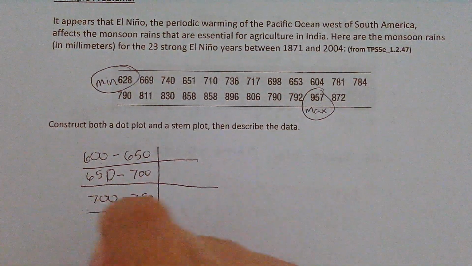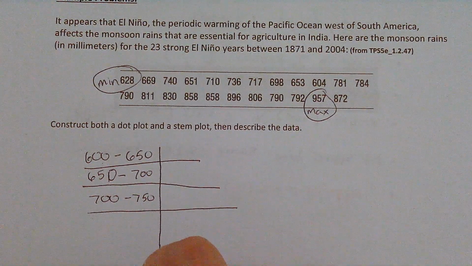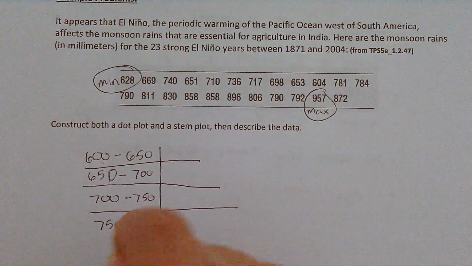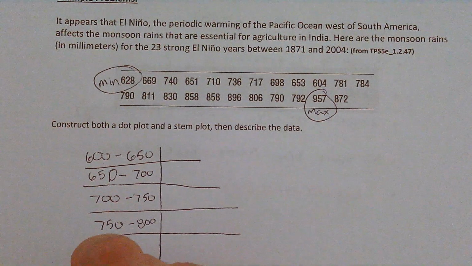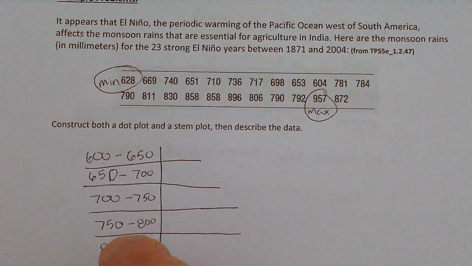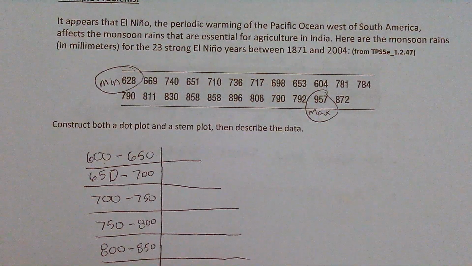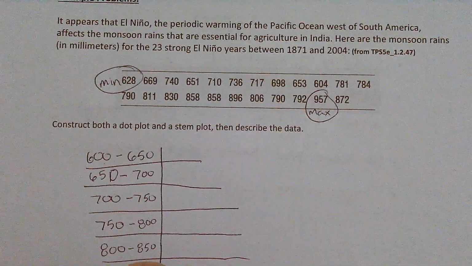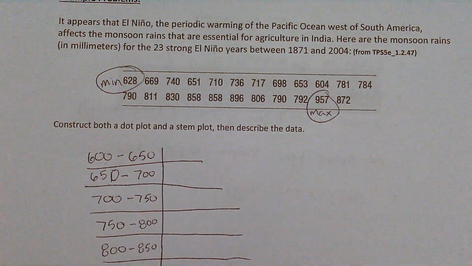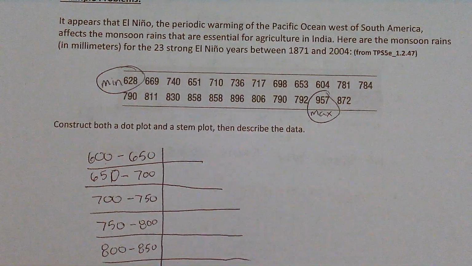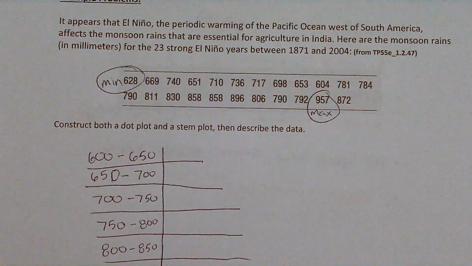Okay, Lord, these lines. My bad, y'all. 750 to 800. Okay, we're getting a little better. 800 to 850. 850 to 900. And then 900 to 950. Oh, my Lanta. Oh, here we go. 950 to 1,000.